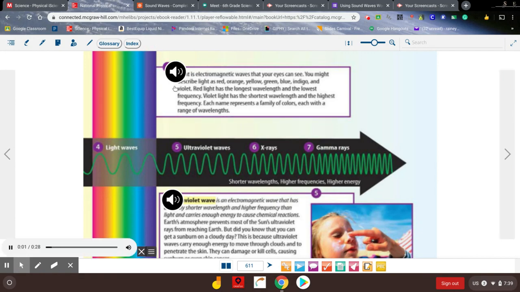Number 4. Light is electromagnetic waves that your eyes can see. You might describe light as red, orange, yellow, green, blue, indigo, and violet. Red light has the longest wavelength and the lowest frequency. Violet light has the shortest wavelength and the highest frequency. Each name represents a family of colors, each with a range of wavelengths.